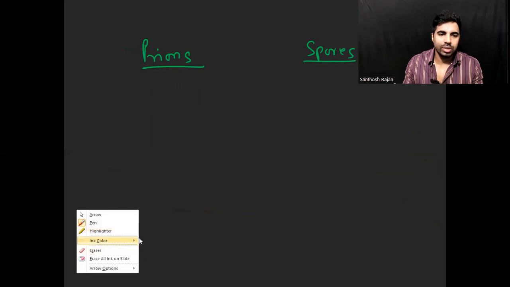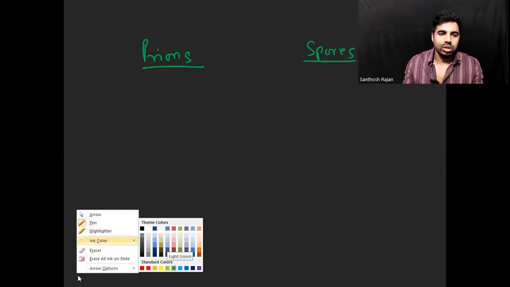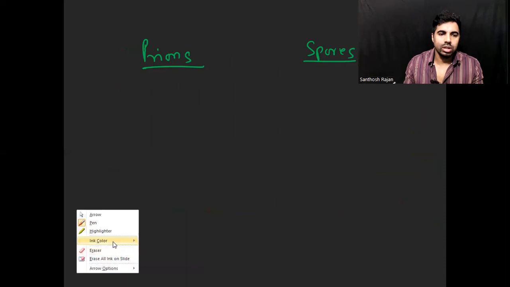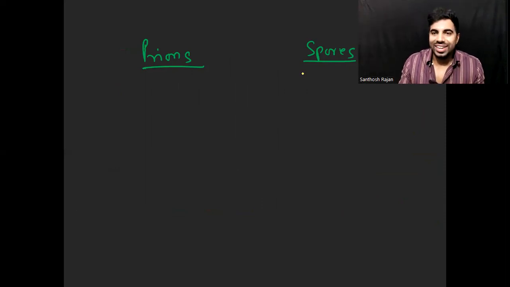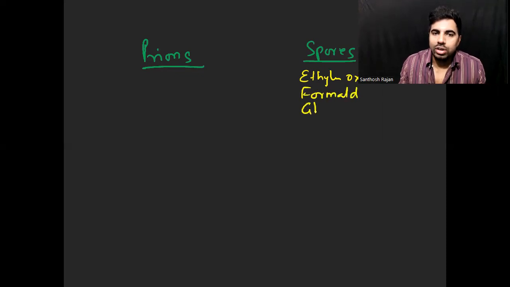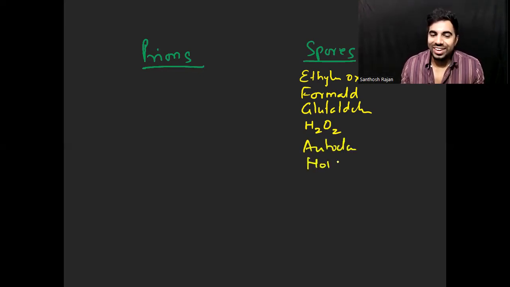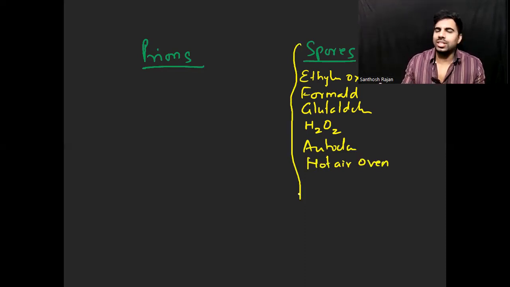One second, I'm just going to change the color. Yeah. To kill spores, you have so many methods. You can use ethylene oxide, one method. Otherwise, you can use formaldehyde. You can use glutaraldehyde. And you can use H2O2 plasma sterilization. And then you can use autoclave, and you can use hot air oven. So many methods are there.